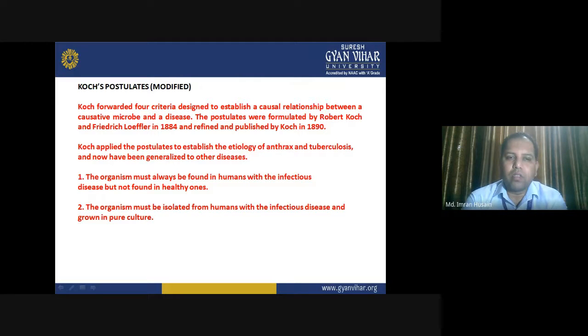The organisms must be isolated from humans with infectious disease and grown in pure culture. So these organisms should be isolated from humans who are suffering from disease, and these pathogens have been identified as the contagious pathogenic organism, and they should be grown separately in a pure culture.